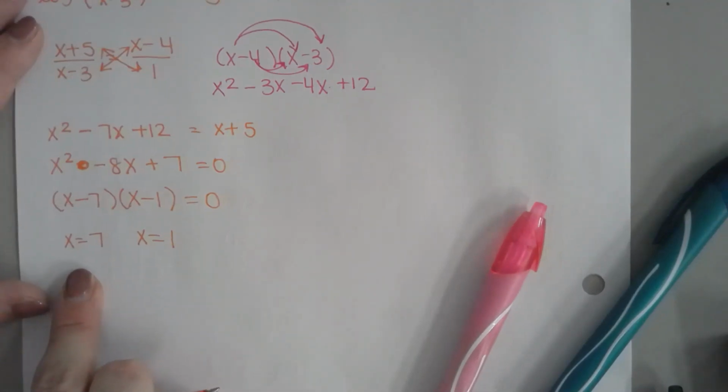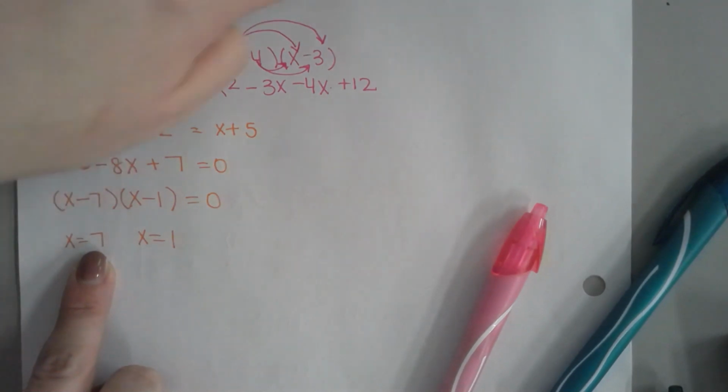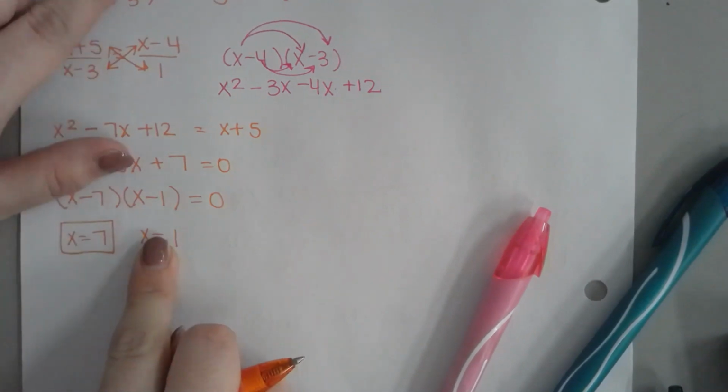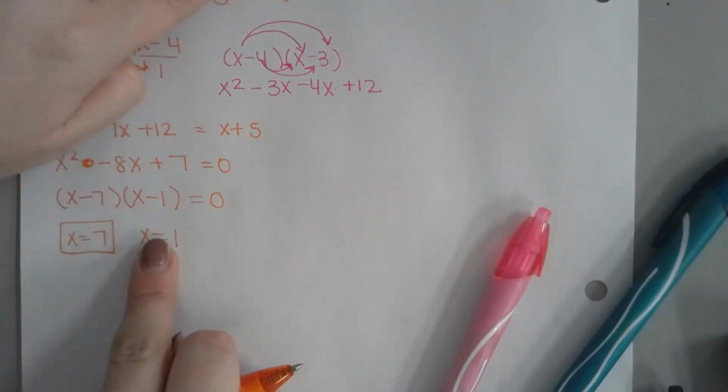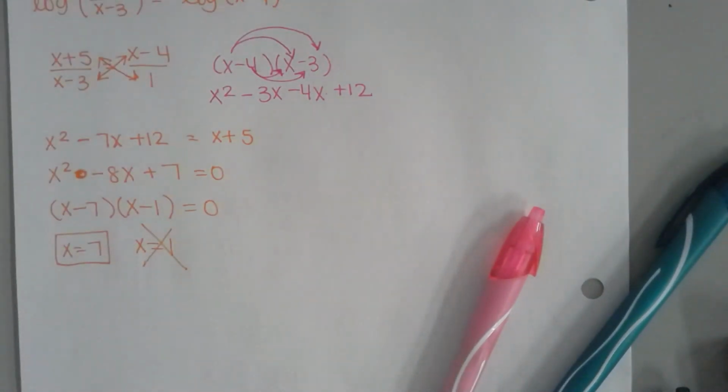Now, if I plug a 7, positive, positive, positive, this one's good. 1, positive, negative. 1 minus 3 is going to give me a negative. So 1 does not work. So the only solution would be 7. This was multiple choice. You would have 7 as an option. You would have 7 and 1 as an option. And you would have no solution as an option. So be careful. All right, we are done.